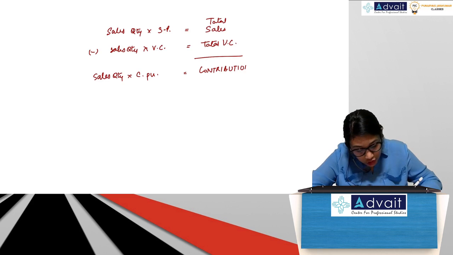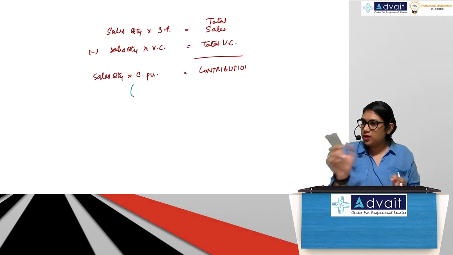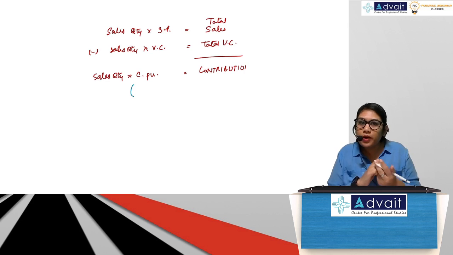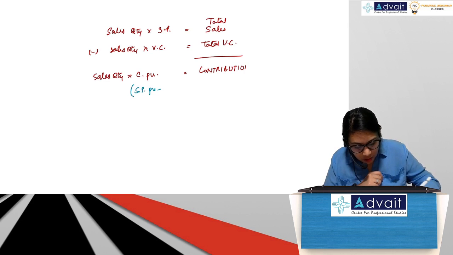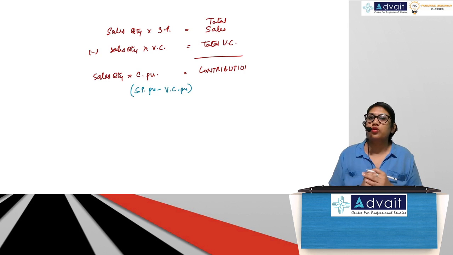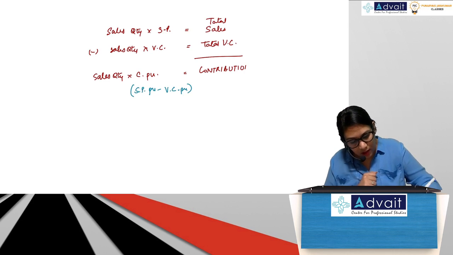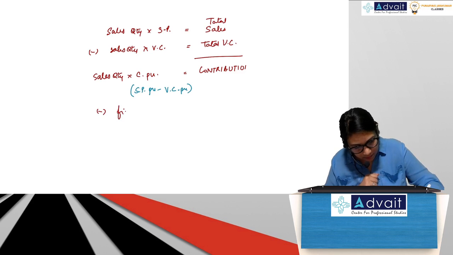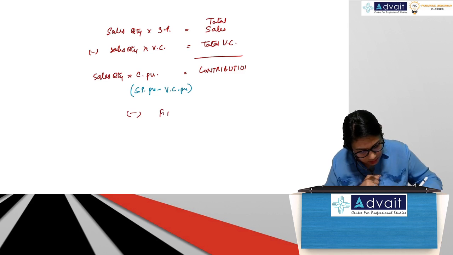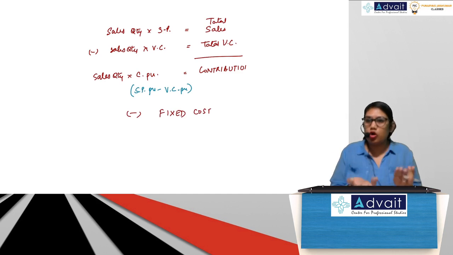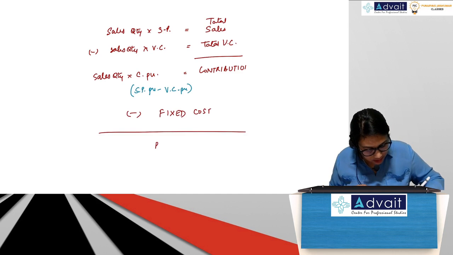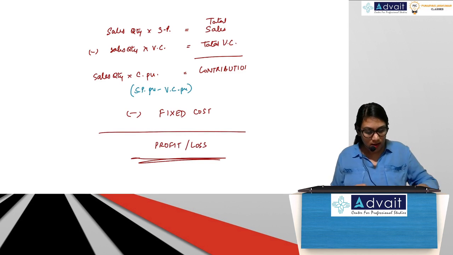So what is contribution per unit, guys? Contribution is sales minus variable cost in total. So contribution per unit will be selling price per unit minus variable cost per unit. Then minus fixed cost. This whole thing will be recouped from the contribution, and this will give us our profit or loss.